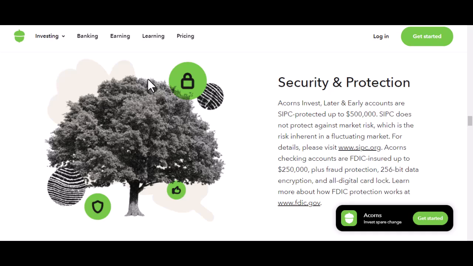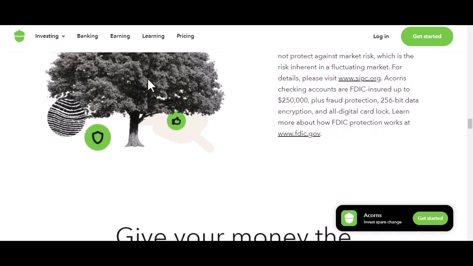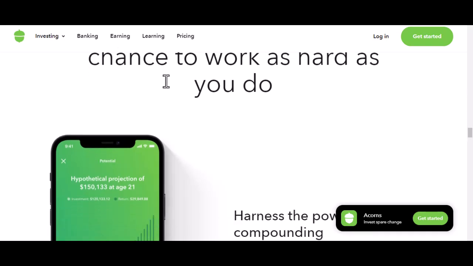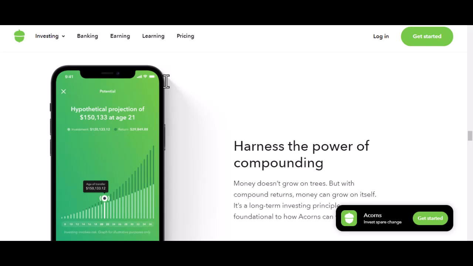Compare your performance to a benchmark. Acorns often compares your portfolio's performance to a relevant index. This gives you a sense of how you're doing compared to the broader market. Tips for checking your balance. Set a schedule. Checking your balance too often can lead to emotional investing. Try to check in monthly or quarterly.